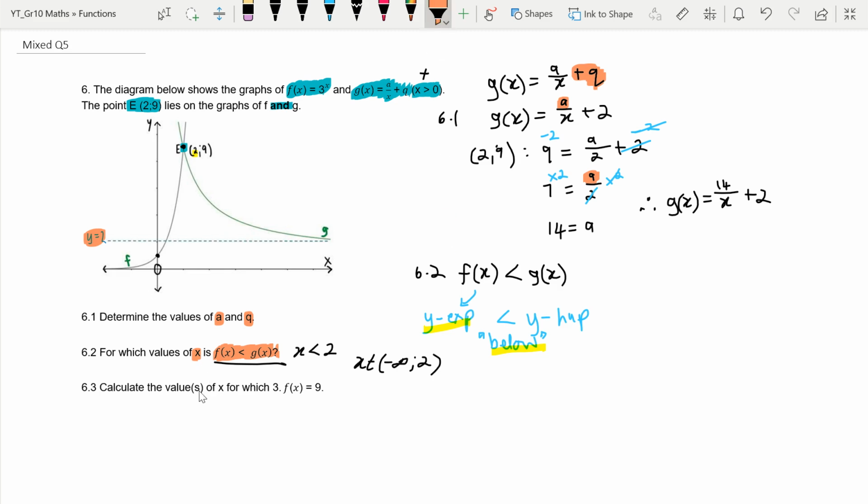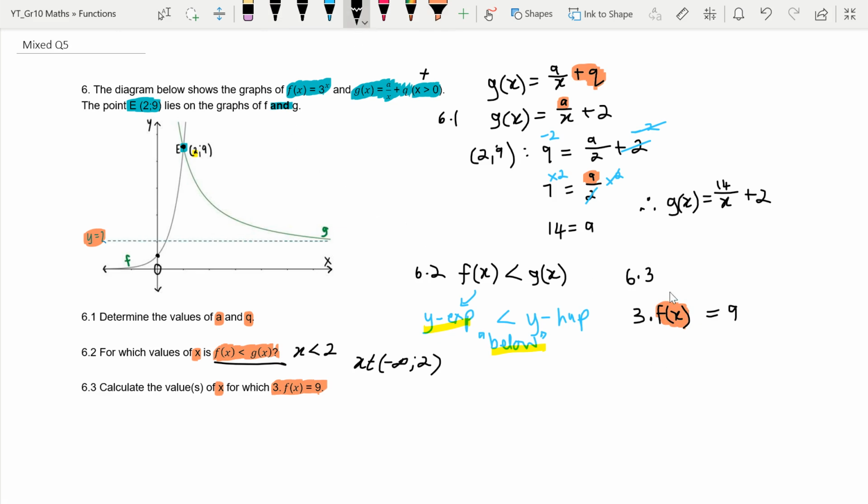Calculate the value or values of x. So again, our answer needs to be x is this or x is that, for which that is true. Now let's just make sense of that. It's okay when we look at something like that and we're like, what? So 6.3 says that 3 times f of x gives me 9. Remember, this also just represents a y value. So 3 times the y value, f of x, must give me 9.